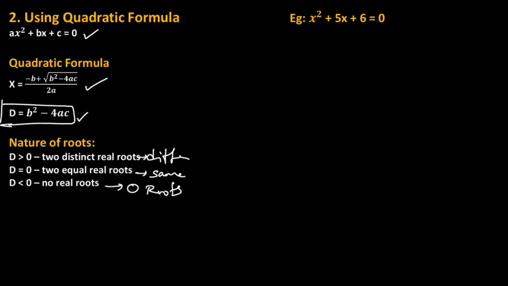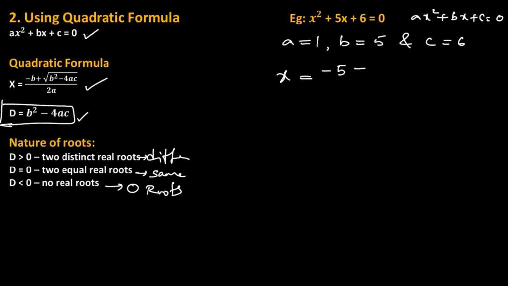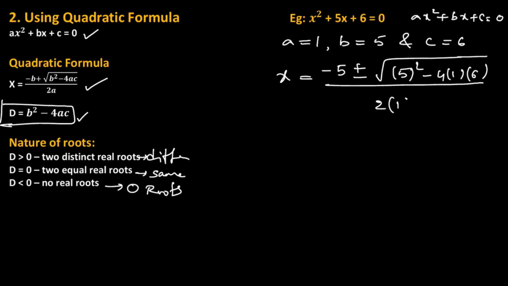Let us solve. Here you are seeing x square plus 5x plus 6 is equal to 0. What are the values of a, b and c? Comparing it with ax square plus bx plus c is equal to 0, a is equal to 1, b is equal to 5, and c is equal to 6. Now what is the formula for finding the roots? x is equal to minus b plus or minus square root of b square minus 4ac, divided by 2 into a.